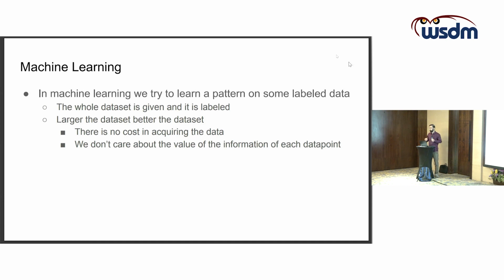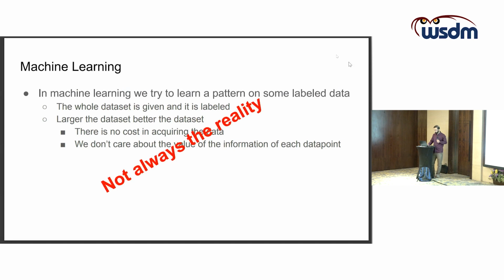And we don't care if the value of one example is more than another example in the data set, because we can look at all of them, right? In the learning process, some of them may have more effect than the others, and that we can detect during the learning phase. But at the beginning, we don't care. We just feed them all to the learning model that we have. But this is not the reality. This is not always the reality.